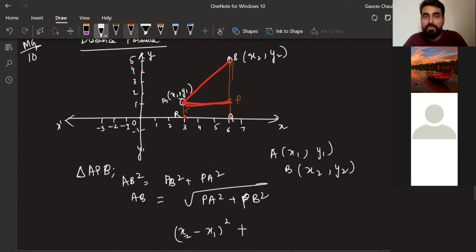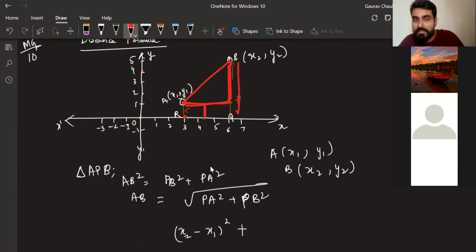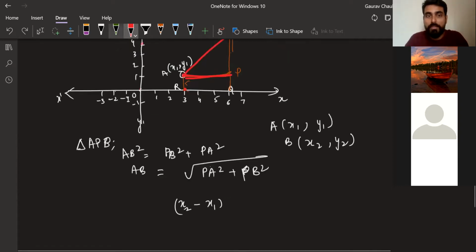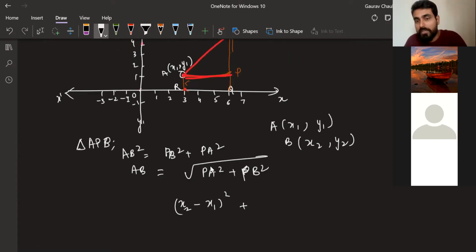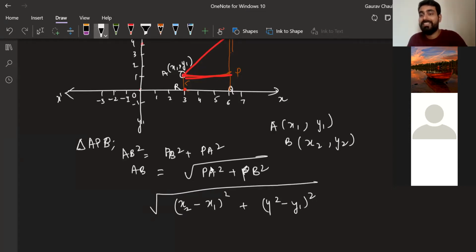And PB square. What did Bindu do to find PB? She did this minus this, right? That's basically y2 minus y1. So plus y2 minus y1 the whole square. This is PB square, this is PA square. What do I have to do? This is the root of this. That's my distance formula.